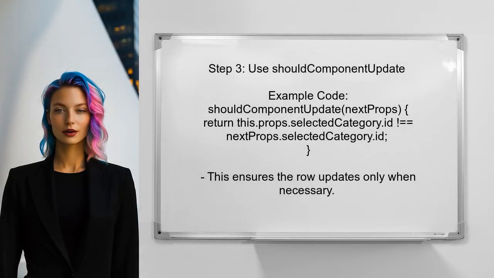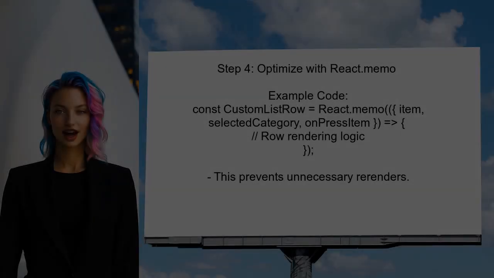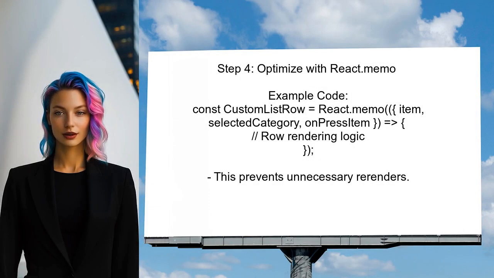Additionally, the user can use the shouldComponentUpdate lifecycle method in the row component to control when it should re-render. This method can compare the current props with the next props. Finally, if the user is still facing issues, they can consider using React's memoization techniques, such as React.memo, to optimize the rendering of the row component.